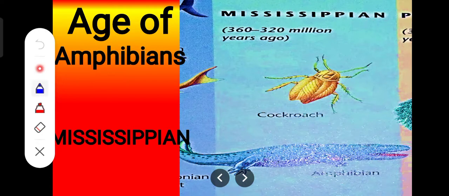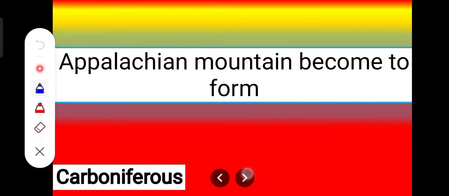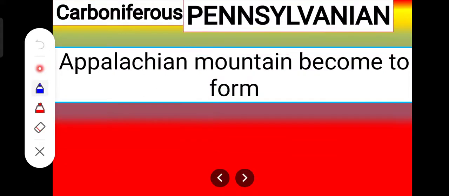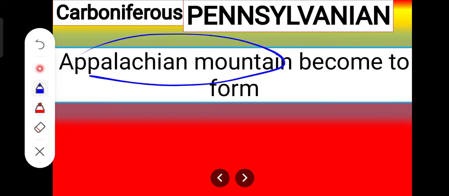Okay, so next, under again the Carboniferous, we have the Pennsylvanian, Appalachian Mountain began to form. Okay, so the first mountain began to form, which is known as the Appalachian Mountain.